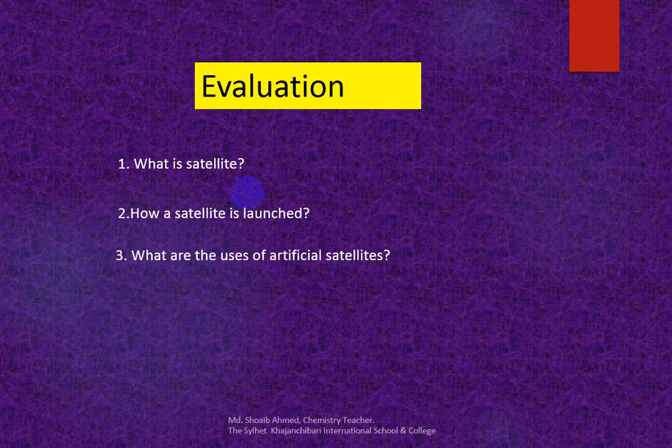Okay, next question. What are the uses of artificial satellites? The uses of artificial satellites are communication, GPS, and weather forecasting.